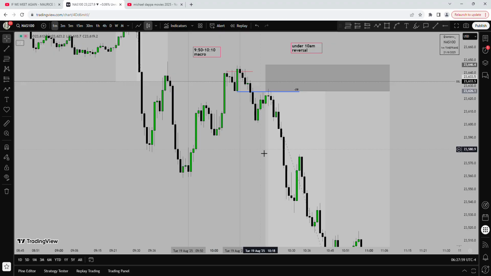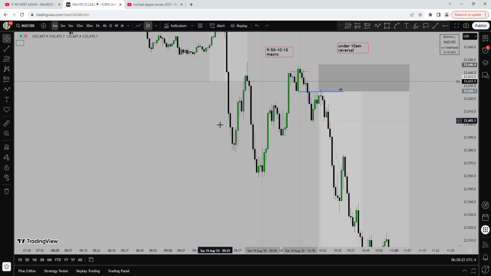And as we all know, there's something called the 10 o'clock reversal. So price almost always reverses at 10 o'clock. That's on NQ. I don't know about any other pairs. Price almost always reverses at 10 o'clock. So I waited for it to form and then for a retracement to happen.